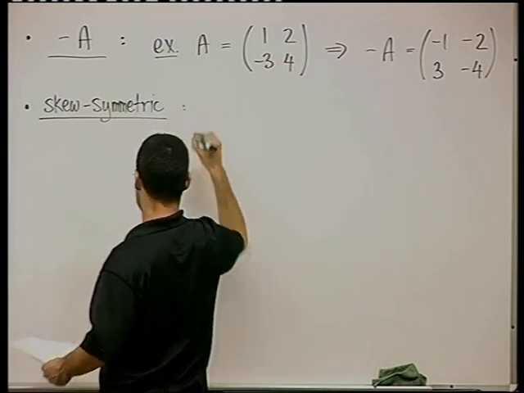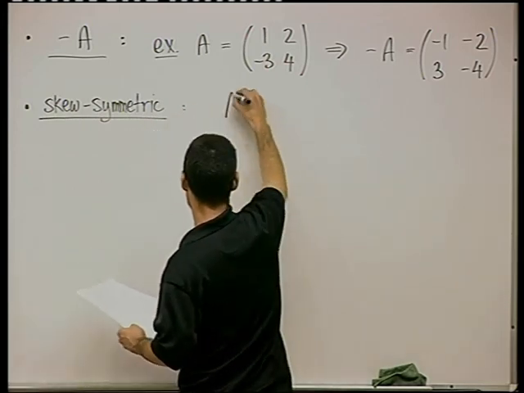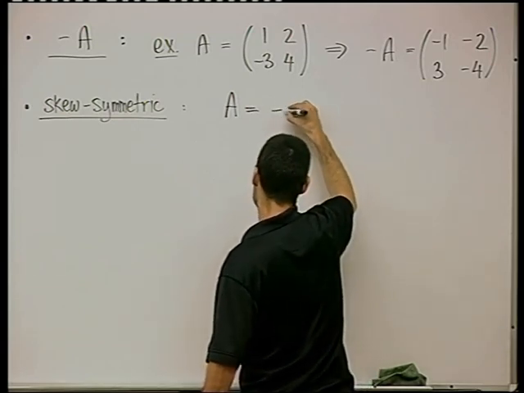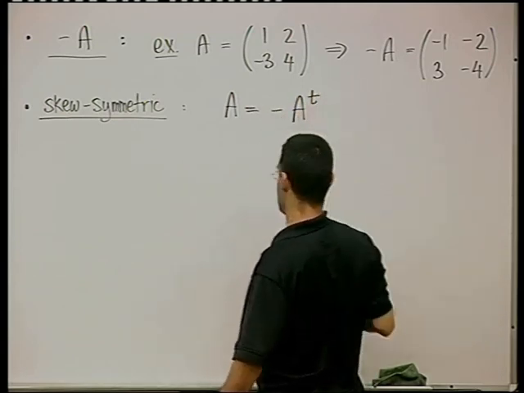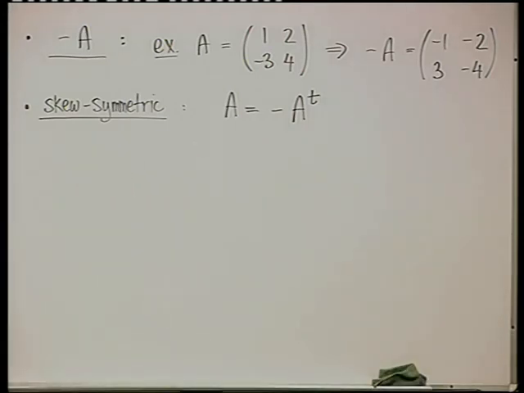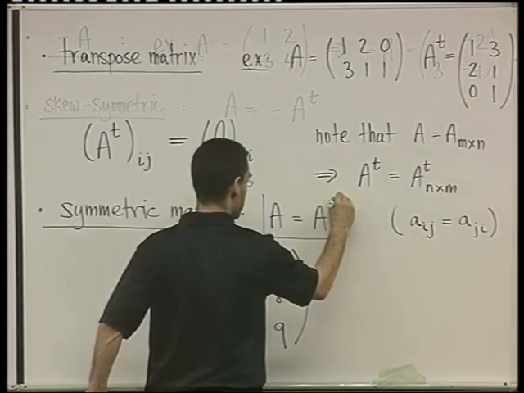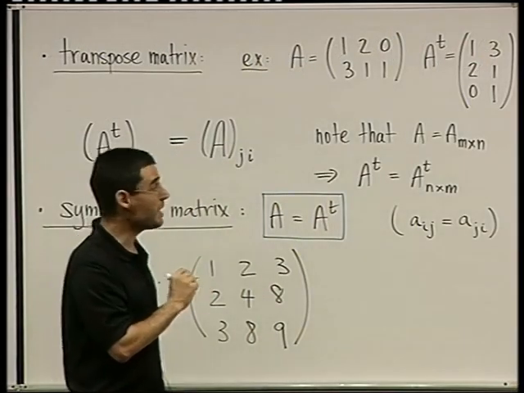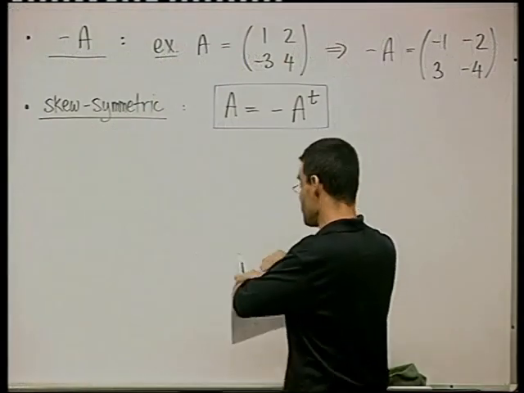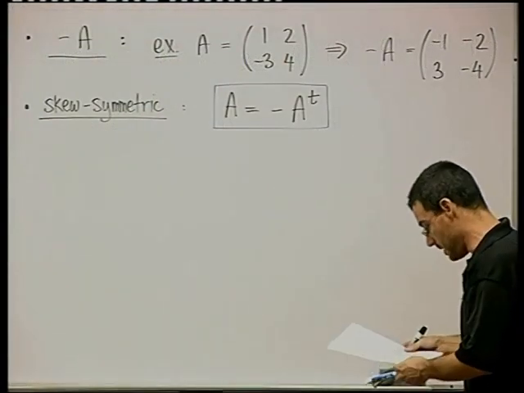Skew symmetric if it satisfies A equals minus A transpose. That's the condition for being skew symmetric. Remember that symmetric over here meant that it's equal to its transpose. Skew symmetric means that it equals minus its transpose. Let's try deciphering. What does it mean?